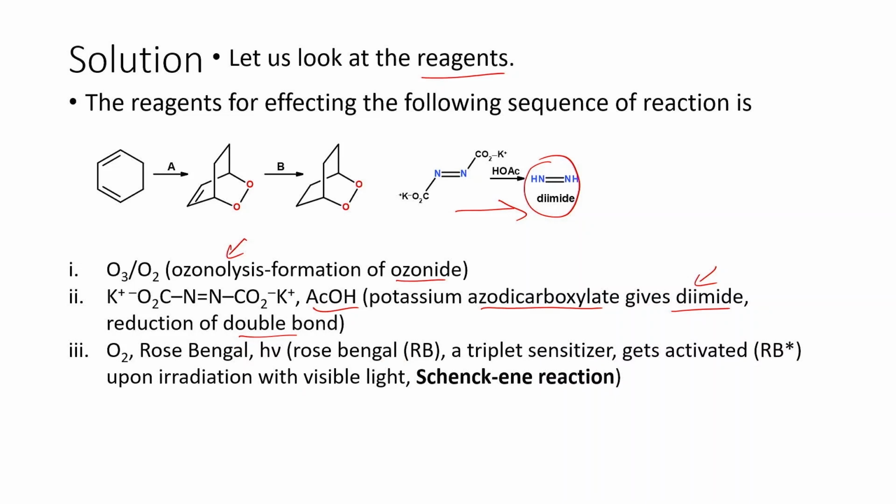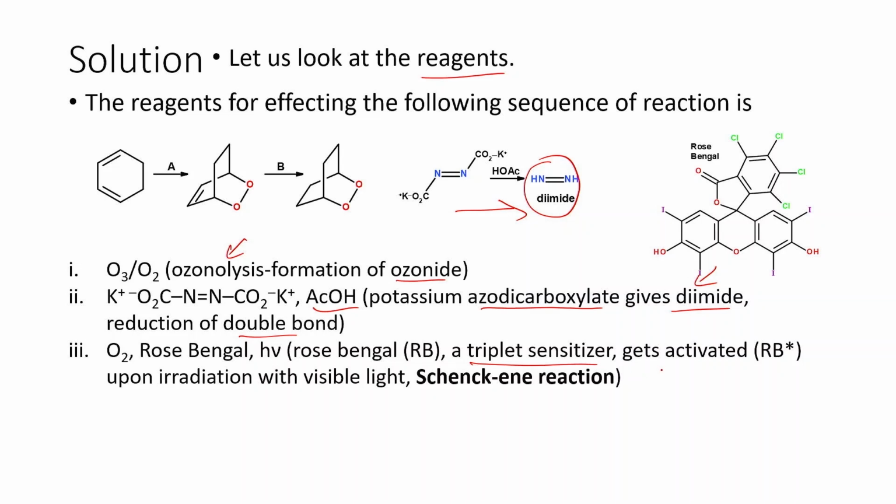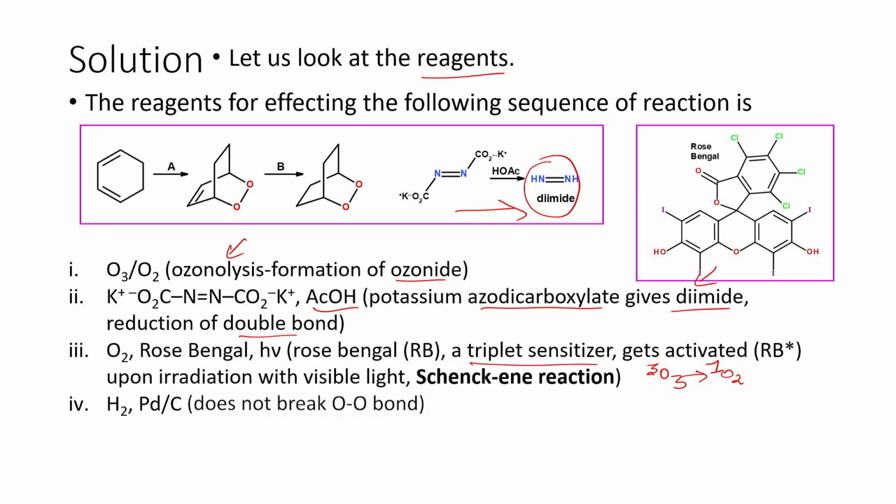Then the next one is Rose Bengal. The structure of Rose Bengal is given here. This is mainly used as a triplet sensitizer, and it gets activated in the presence of light, that is, photochemically it is activated. It converts triplet oxygen into singlet oxygen. That is the role of Rose Bengal under photochemical conditions. This reaction is generally called the Schenck-ene reaction. And the last one is the hydrogen and palladized carbon condition.